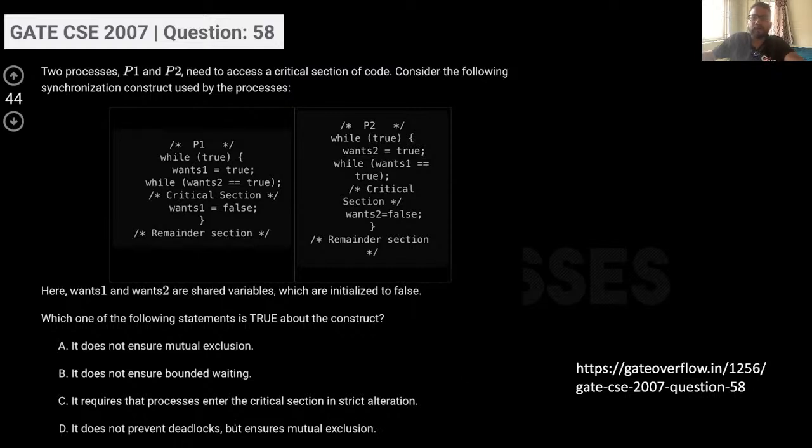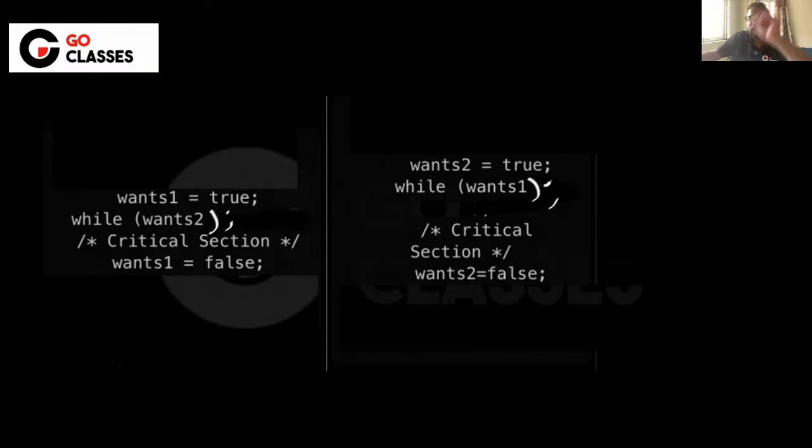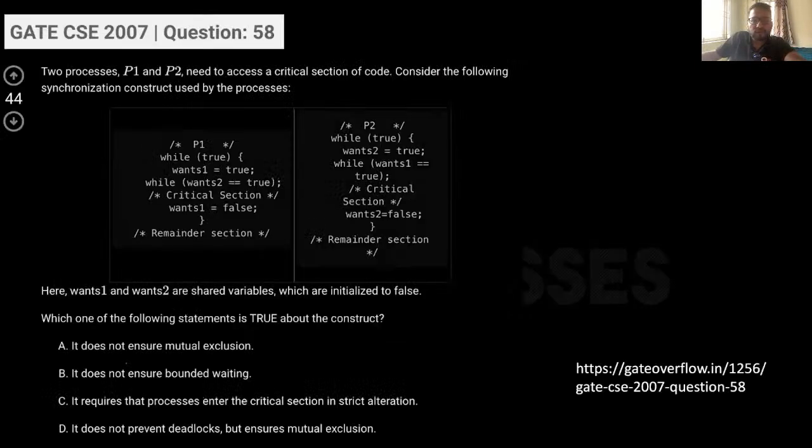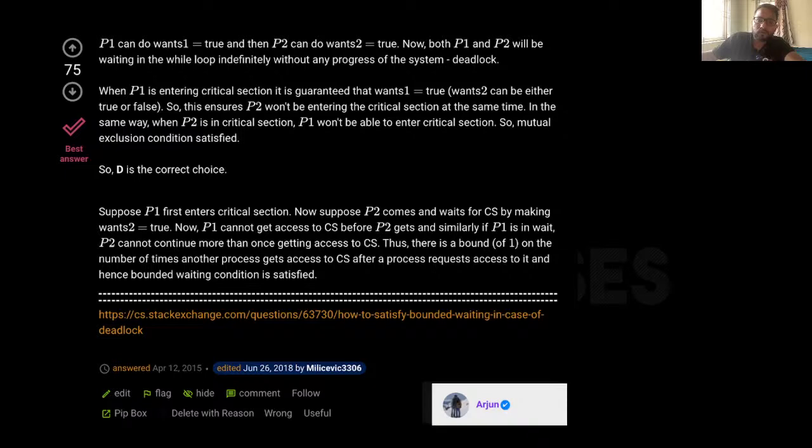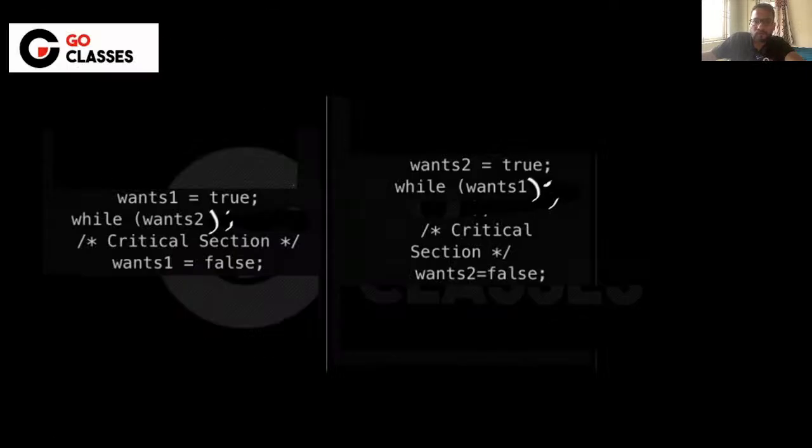It says it does not prevent deadlock. Let's check whether mutual exclusion is there or not. Initially, what is the value of wants one and wants two? They have not given the initial value, or they have. Yes, both are given to be false. So initially wants one is equal to false, and wants two is also false.